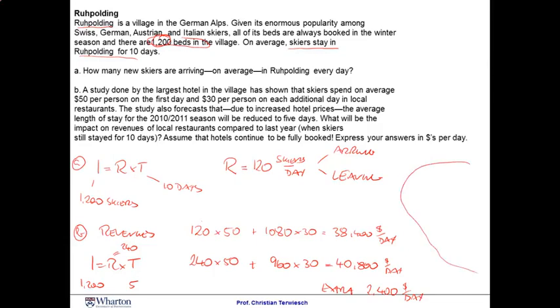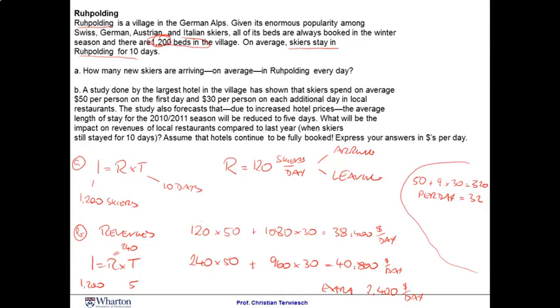If you think about the dollars per night, if you think about the old world, a guest would give you $50 on their first night, and then for 9 days it would give you $30, so 9 times 30, and so that gives you a total then of $320. And they would do this over 10 days, and so per day you would get, on average, $32 per day.